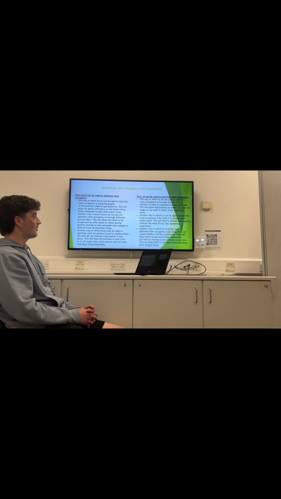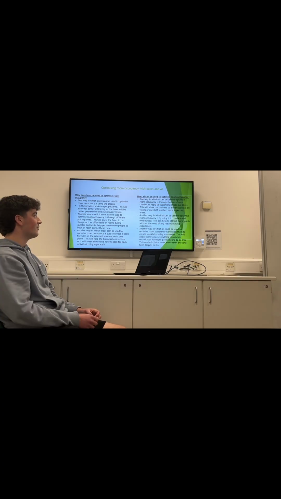And then AI can be used to optimise room occupancy through the use of an AI chatbot. This can help to reply to customers' simple questions and queries. This will allow the business to either cut costs and wages or use staff in other more important areas.